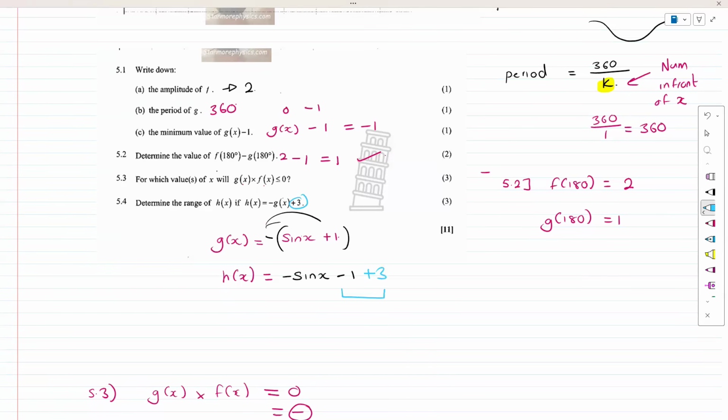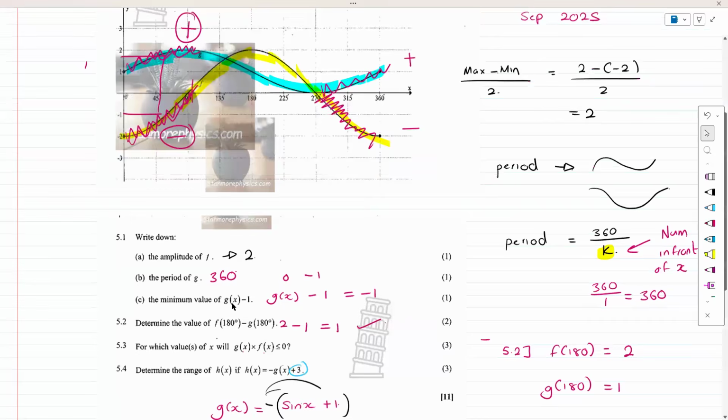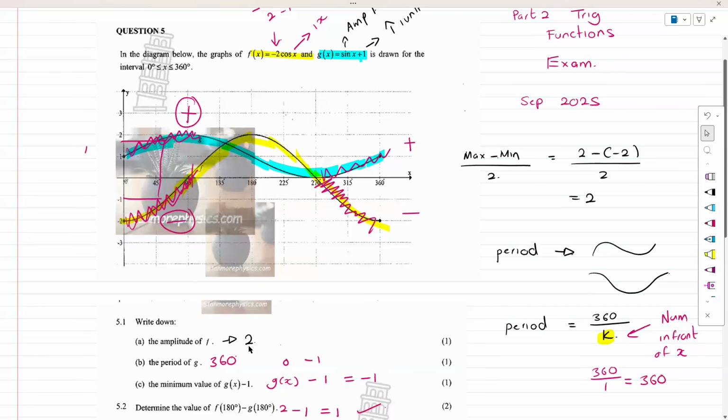So most of the time, they would ask for the formula. But in this question, h of x is not asking for the formula. They want the range. And this is plus 2, because minus 1, plus 3 gives plus 2. Now, realistically, the range of this graph was 2 and 0. So 0 to 2. Okay, cool.